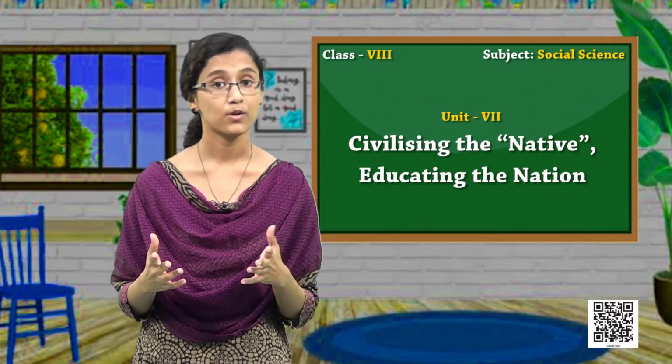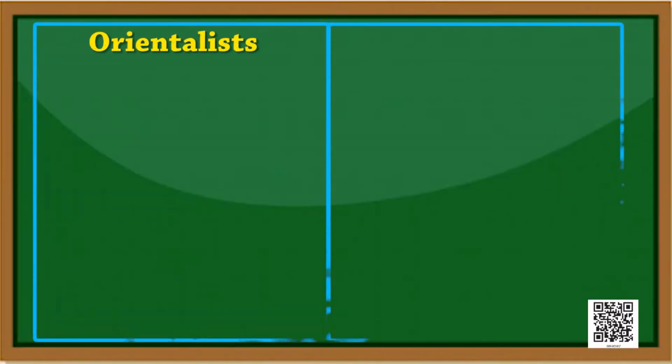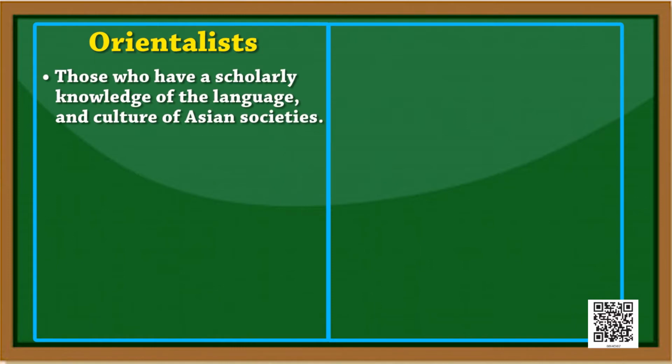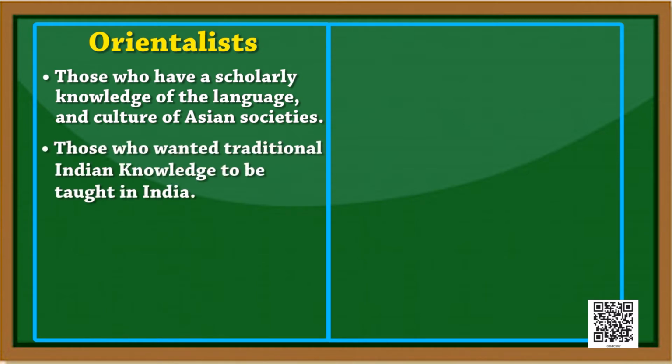The first group, including Jones, Halhed and Colebrook, were known as the Orientalists, and the second group, including Mill and Macaulay, were called the Anglicists. Now let us look at both these groups. The Orientalists are those who have a scholarly knowledge of the language and culture of Asian societies. They studied Asian texts, translated them and made their studies known to other people. They supported traditional education, that is, the education that was present in India before British rule.